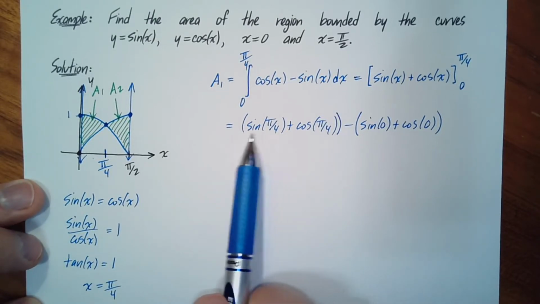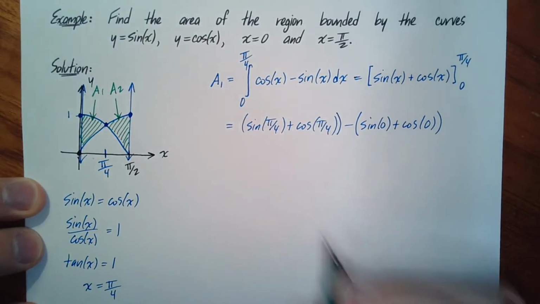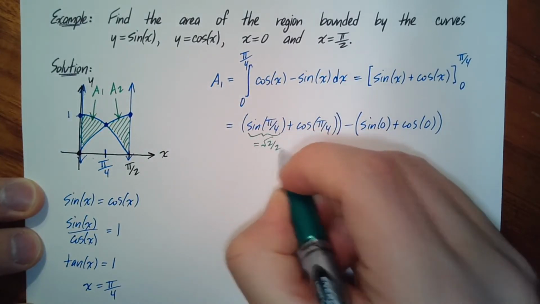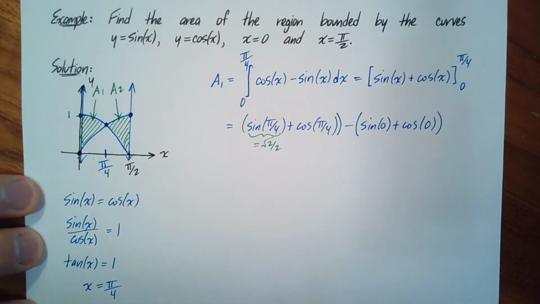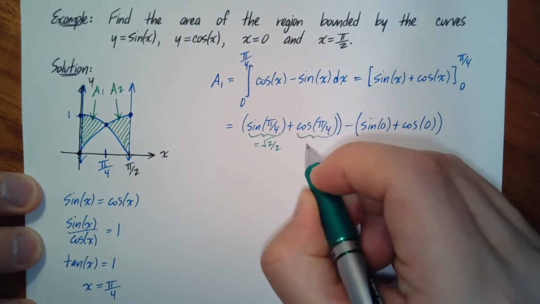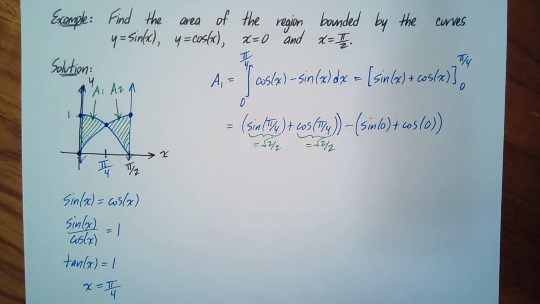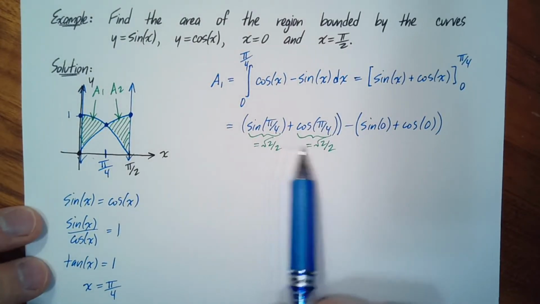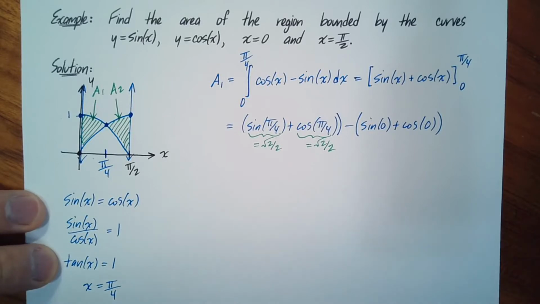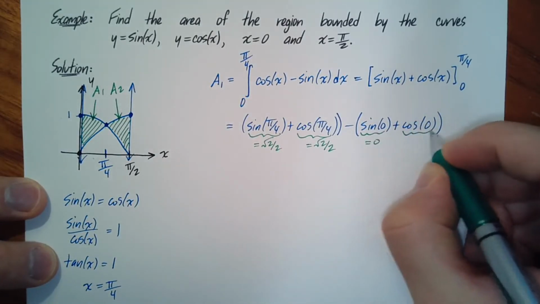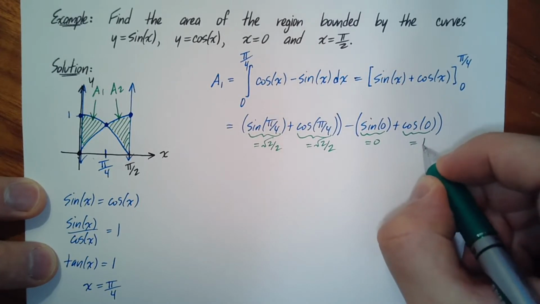Sine of pi over 4 is equal to root 2 over 2. And also, cosine of pi over 4 is also equal to root 2 over 2. Right? Use the trig table, use your special triangles, somehow get those values. But root 2 over 2 is what you're going to get for both of those. And then sine of 0 is just 0. Cos of 0 is equal to 1.